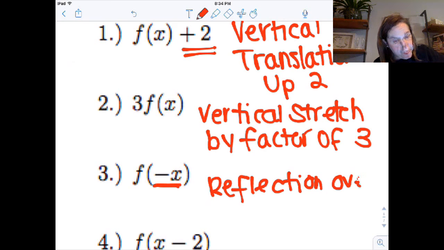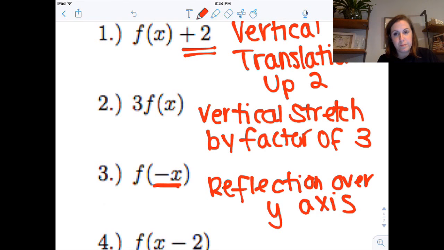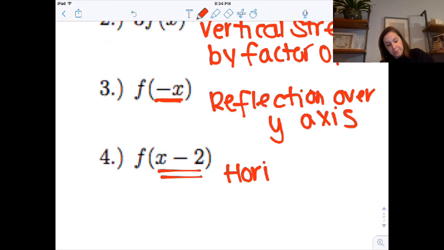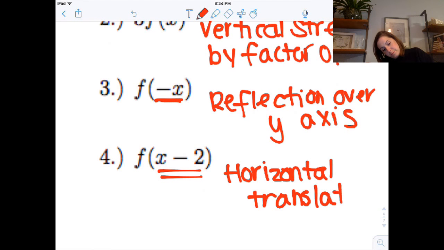F of x minus 2, well, this happens inside the parentheses. That means it's horizontal. It also means that it's the opposite of what you think it should be. So if it's minus 2, this is a horizontal translation, and it's going to the right 2. So if it's inside, to the right 2.